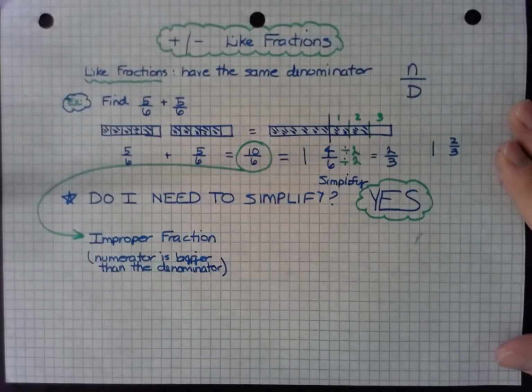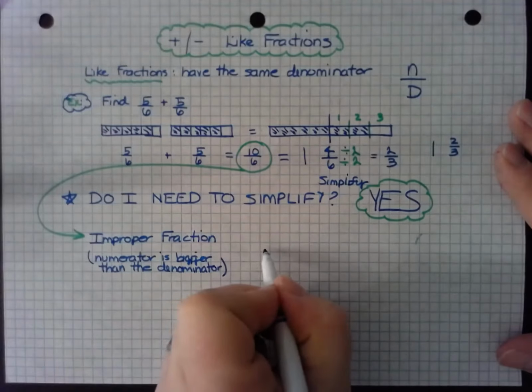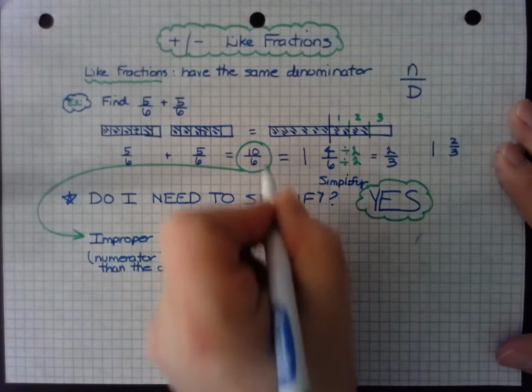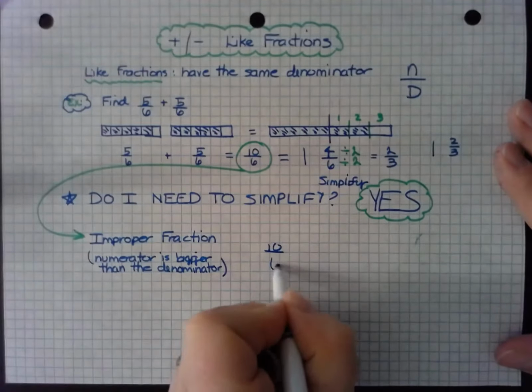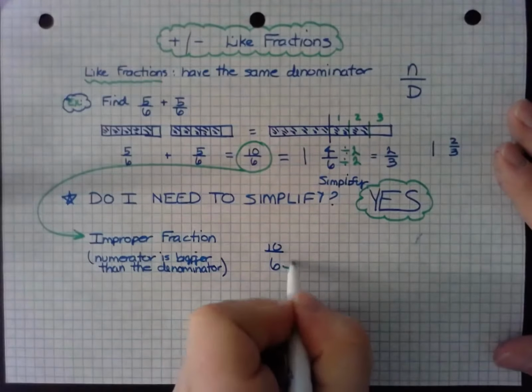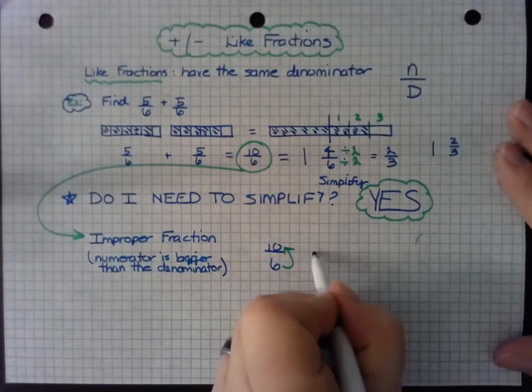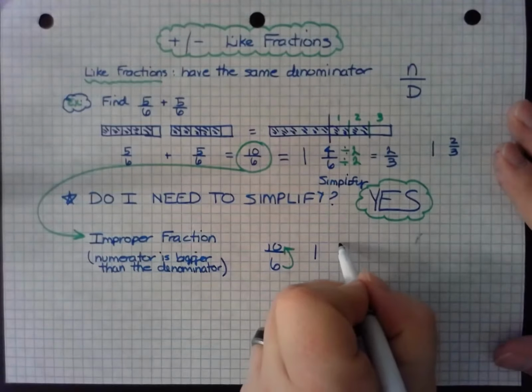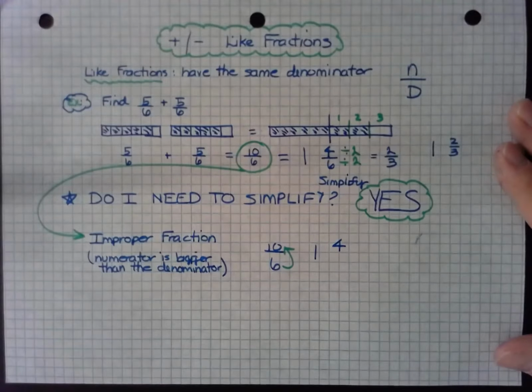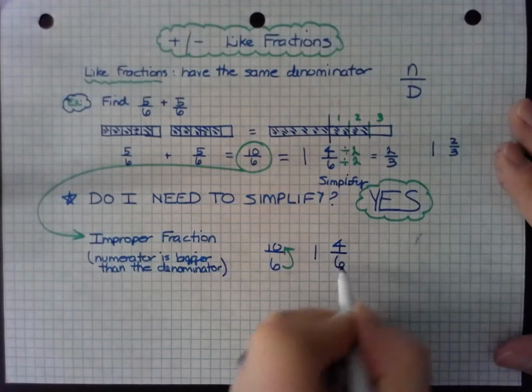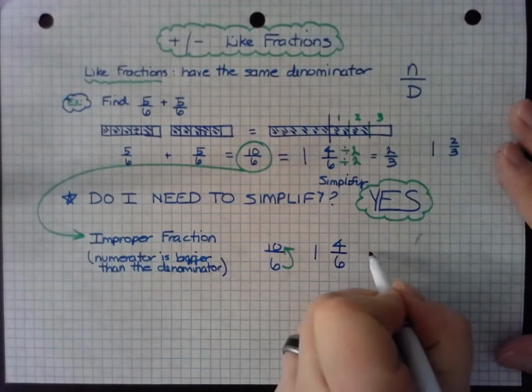So you have to ask yourself, how many times does 6 go into 10? 6 goes into 10 one time. I'm left over with 4 out of 10 left over, and I always keep the denominator the same, and then I simplify.